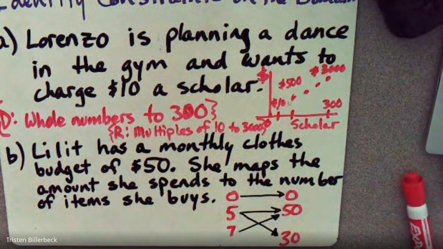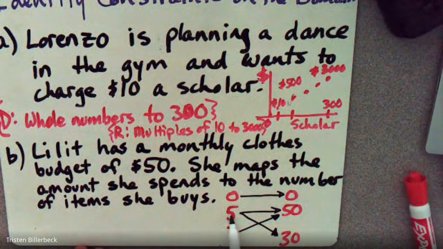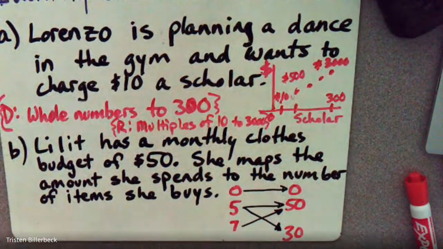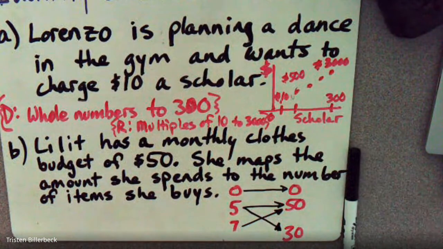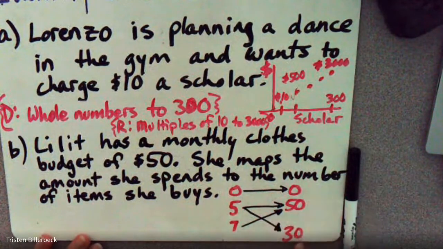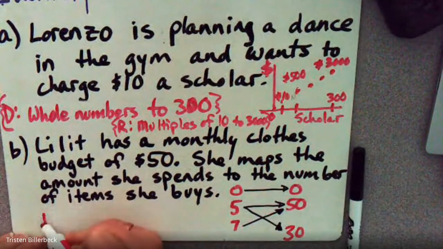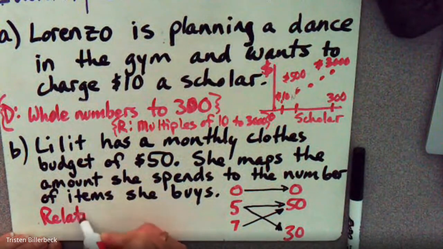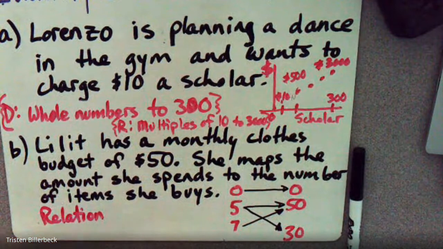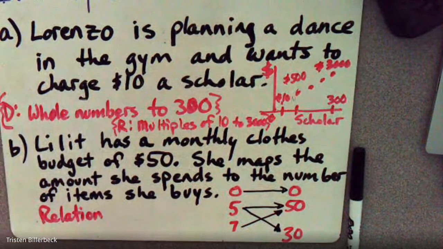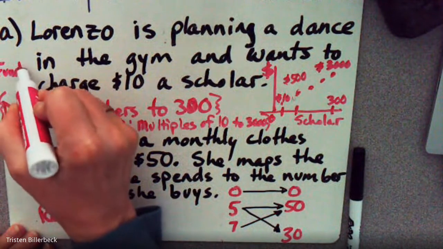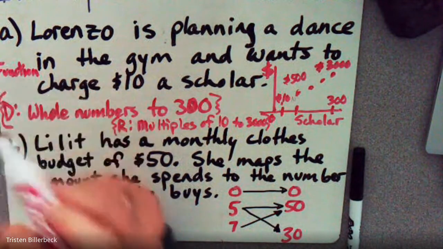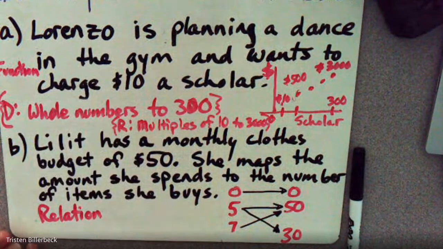So now we have a problem. For this input, I have 2 outputs. It depends on what I buy. So is this a relation or function? For this input, I have 2 outputs, so this is a relation. Versus this one, which is a function. We have a function right here.